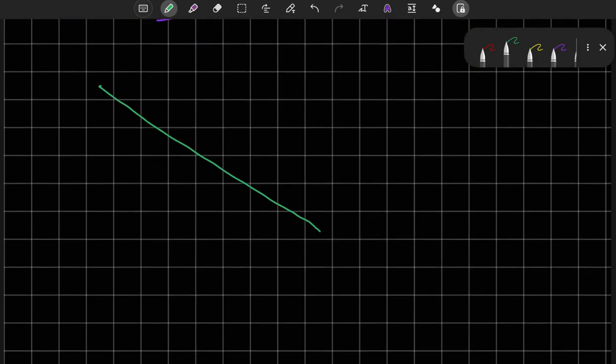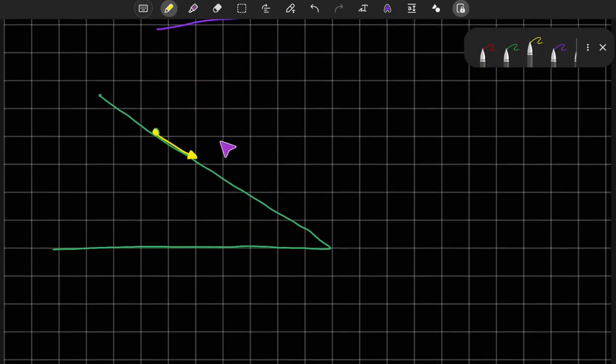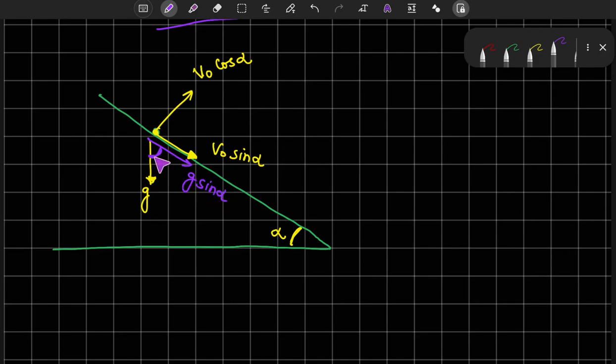Let us say this is the inclined plane, and from this particular point the ball has the velocity in this direction and the value is v naught sin alpha, and it is having the velocity in this direction, that is v naught cos alpha, and having the acceleration in this direction with g. If this particular angle is alpha, then the component of acceleration in this direction will be g times sin alpha, because this particular angle is 90 minus alpha, and this component will be g times cos alpha.